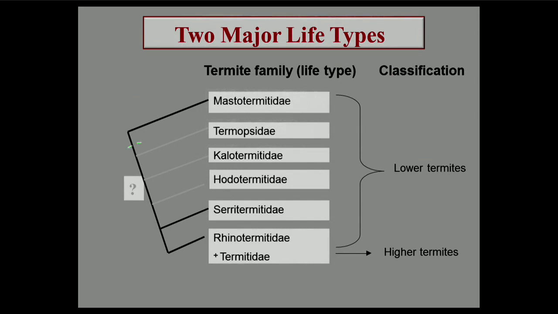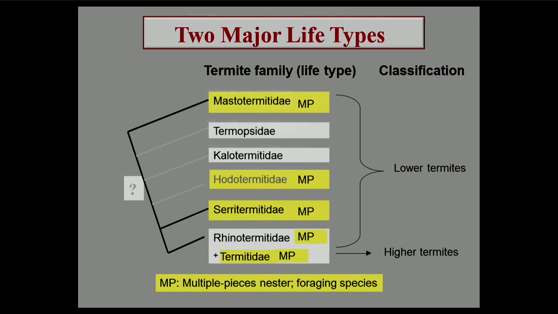the phylogenetic position of some of the families is not very clear yet. So the first six families are then characterized, or also called lower termites, and then one family, the termitida, which make up more than 70% of all recent termites, are also called higher termites. The termites are also classified according to their life type into two major life types.